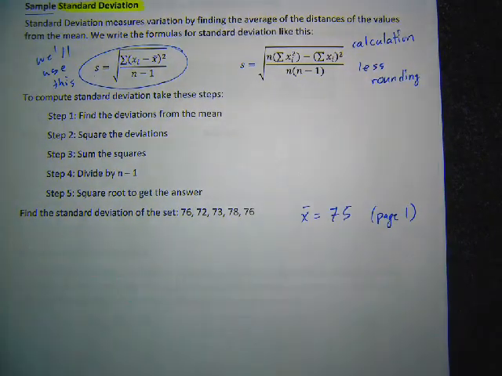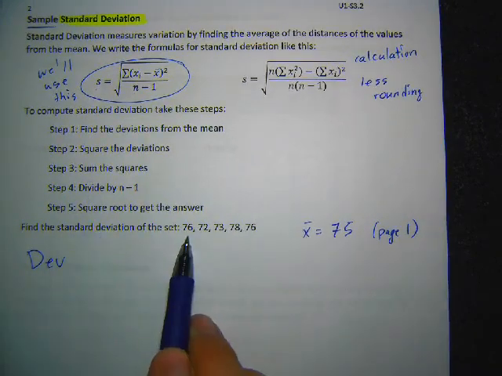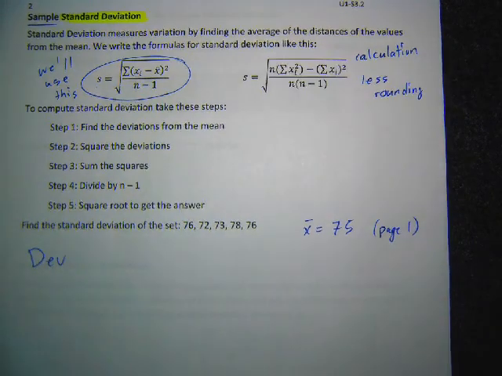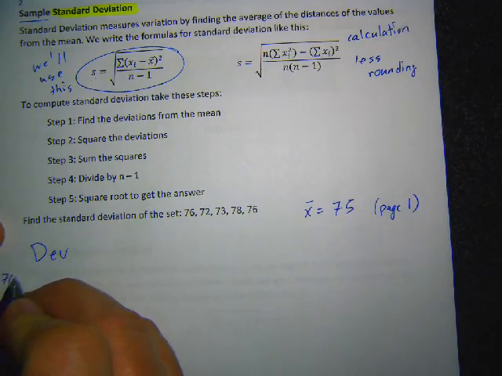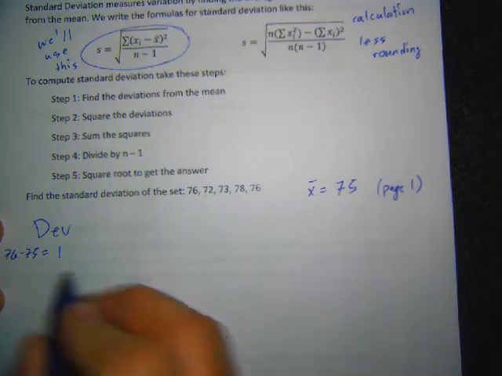So first off, to find the deviations, we're going to take every single value and we're going to subtract the mean. So we're going to take each one of these and subtract the 75. So we're going to have 76 minus 75. I got 1 for the first deviation. Take 72 minus 75.